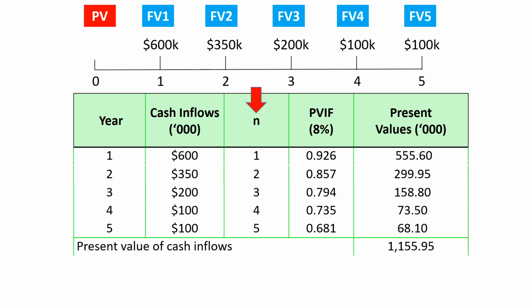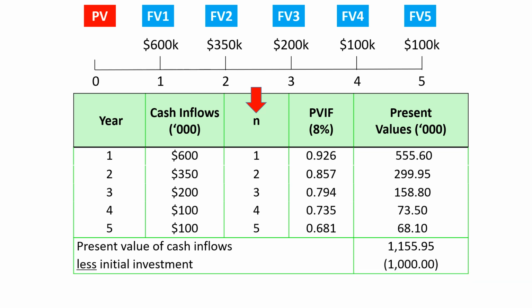Next, you add all the present values up. You get this figure. This is the sum of all the present values. Less the initial investment, and you have the net present value.